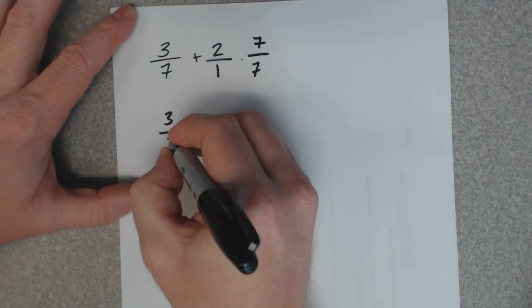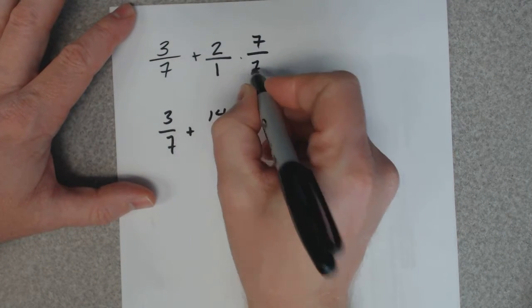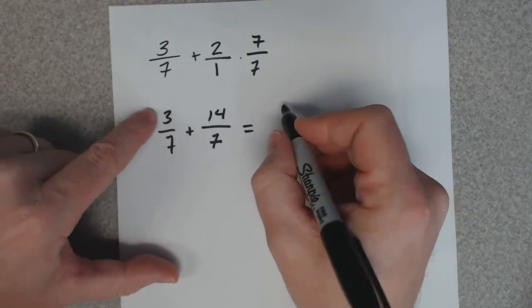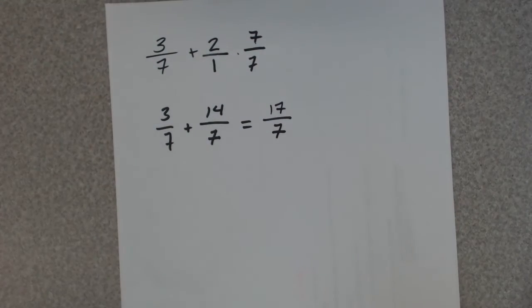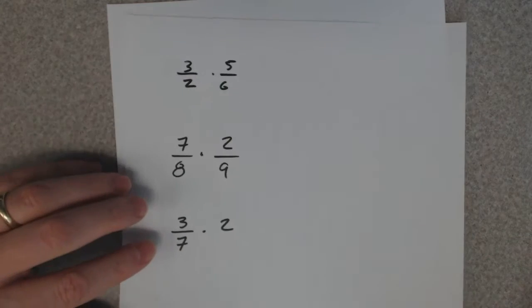So 3/7 plus 2 times 7 is 14. 1 times 7, 7. Same denominator now. I'm adding, right? So 3 plus 14. Bam! Easy peasy. Now, even easier is when you multiply fractions.